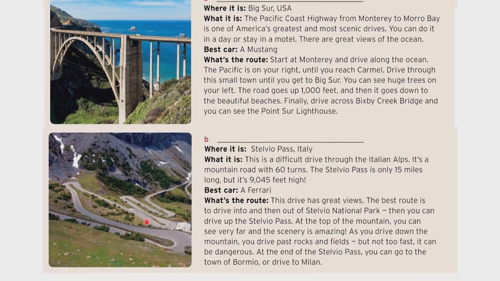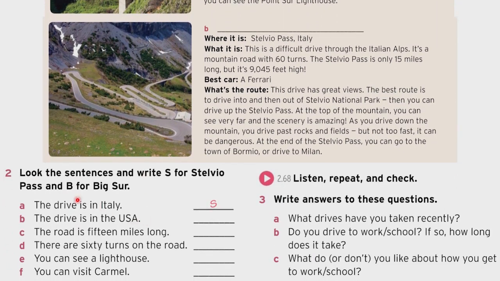Alright, now let's continue with exercise number 2, which says: look at the sentences and write S for Stelvio Pass and B for Big Sur. For example, the drive is in Italy. Well, we know that Stelvio Pass is the one corresponding to this sentence. And the letter B says that the drive is in the USA. Well, this is pretty obvious, it is in Big Sur. Like this, you're going to write here the letter B. And with the rest of the sentences, complete them with the letter S or the letter B.